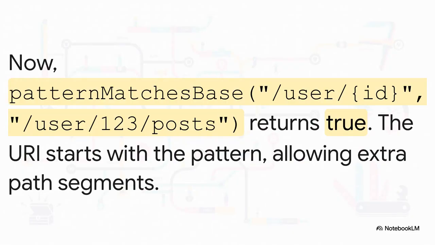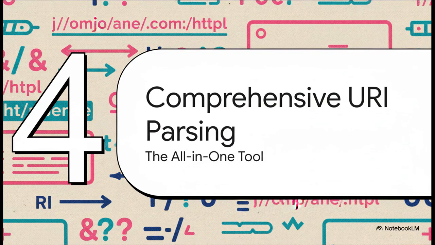Now let's flip over to pattern matches base. Remember that URI that failed before, /user/123/posts? Well, this method returns true. Why? Because the URI starts with the /user/ID pattern. This is absolutely perfect for things like parent routes or middleware that need to apply to a whole section of your application.